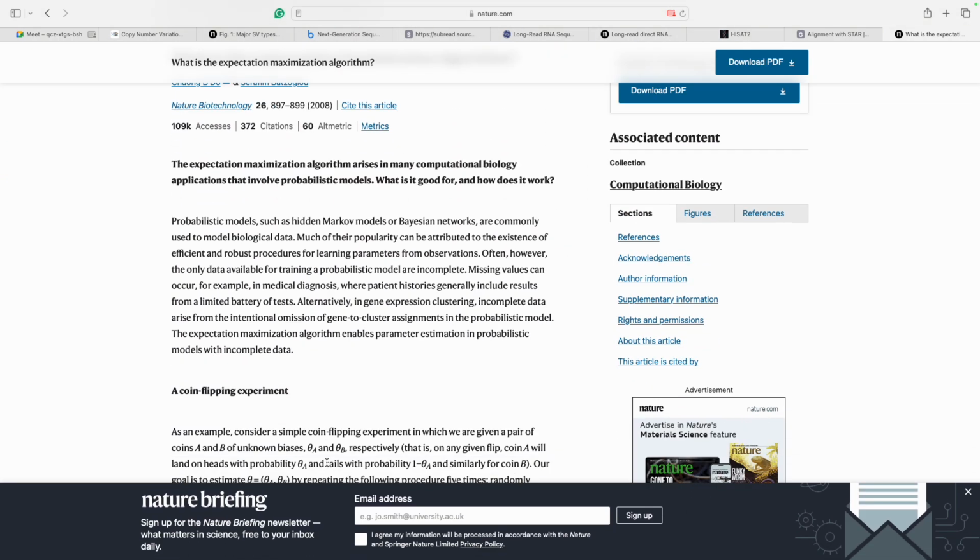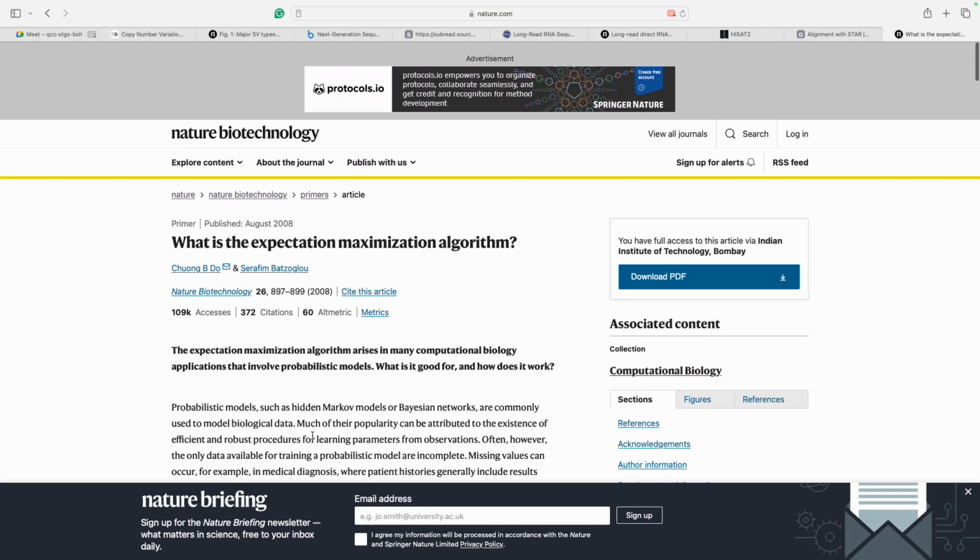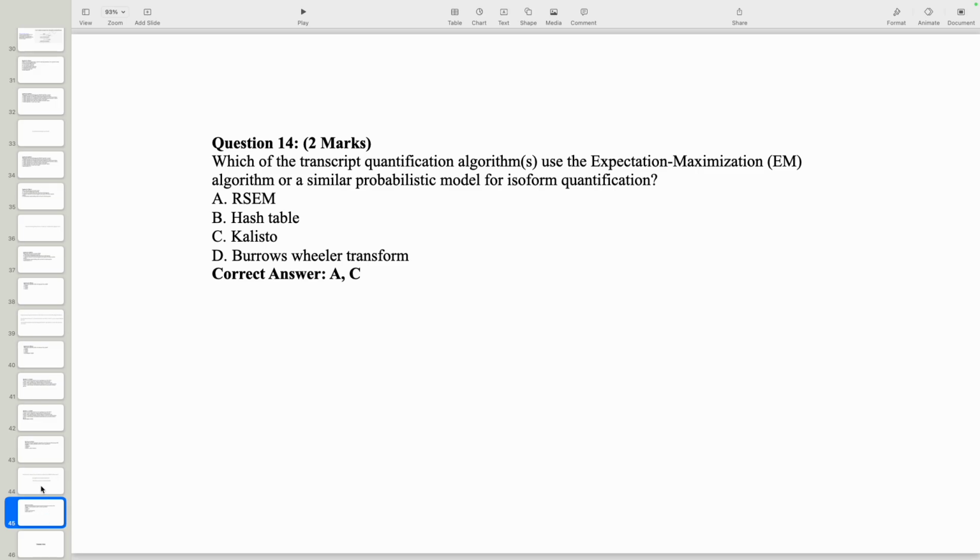We are not using the algorithm directly, but we are using the tools which are based on these algorithms. If we know the algorithm the tools are using, then we are able to analyze our data more efficiently, compared to when we don't know the algorithm our tools are based on. So it's better to know these algorithms, to know the basics of our tools. The options A and C are correct. They are using expectation maximization algorithms.